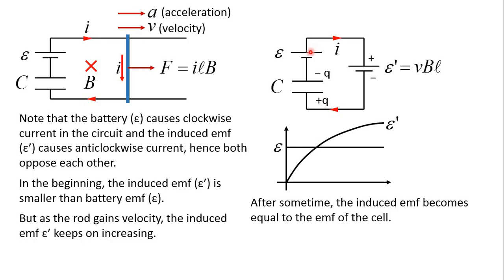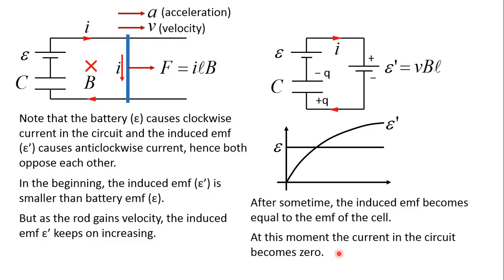So what happens? Both of them are opposing each other. So ultimately, the net EMF of the circuit will become 0. E minus E dash will become 0. So at this moment, the current in the circuit becomes 0. Yes, because both of them are sending the same amount of current, both are opposing each other. When both the EMFs become equal, after this moment the net EMF of the circuit becomes 0, and so the current in the circuit also becomes 0.